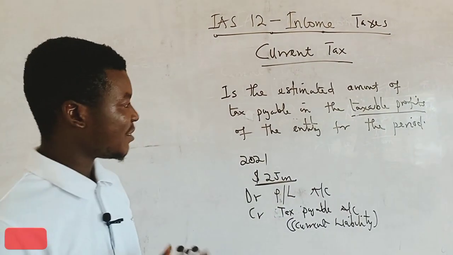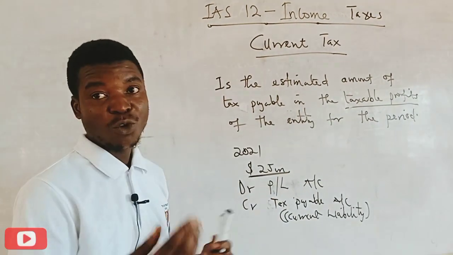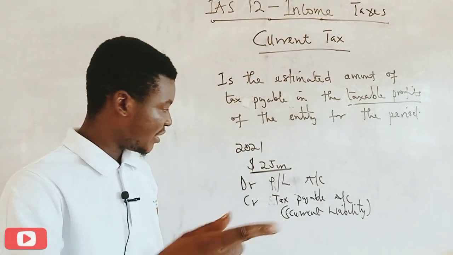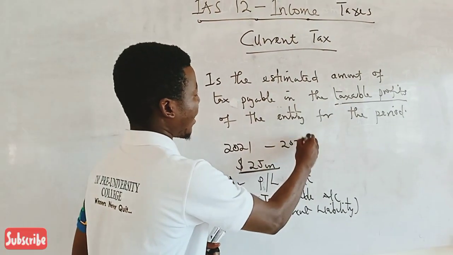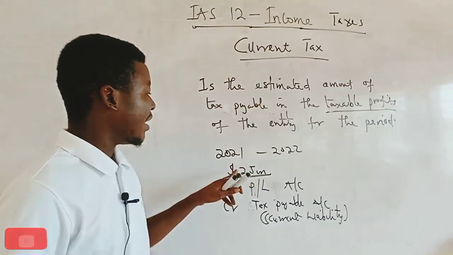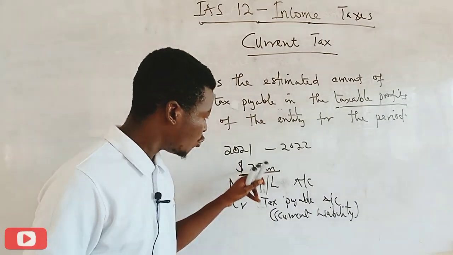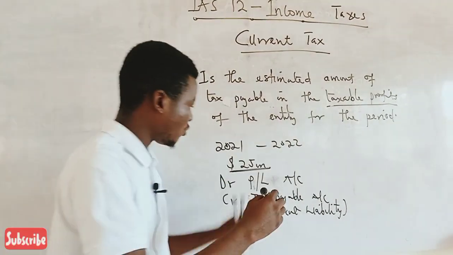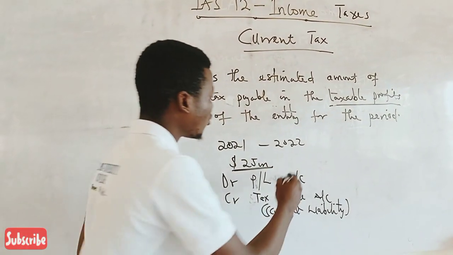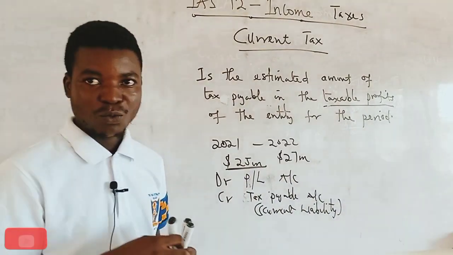So since this is an estimate, there can be issues that will arise, because we don't know the true amount and we are making an estimate. So it can happen that in the subsequent year, which is 2022, after we submit our financial statement to the tax authority, the actual amount of tax, or the true amount of tax, will be less or more than the 25 million. So assuming in 2022, after we submit our financial statement to the tax authority, they were able to come up with a true amount of 27 million. What is happening here?